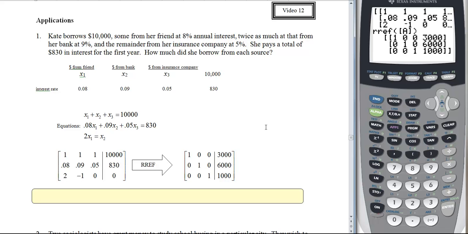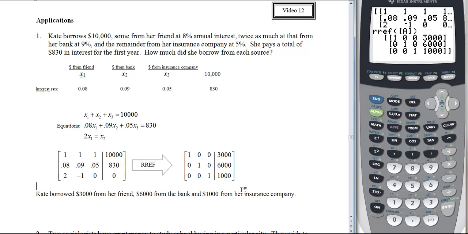Now, since this is a word problem, you've got to answer the question. How much did she borrow from each source? She borrowed $3,000 from her friend, $6,000 from the bank, and $1,000 from her insurance company. And that would finish the problem.